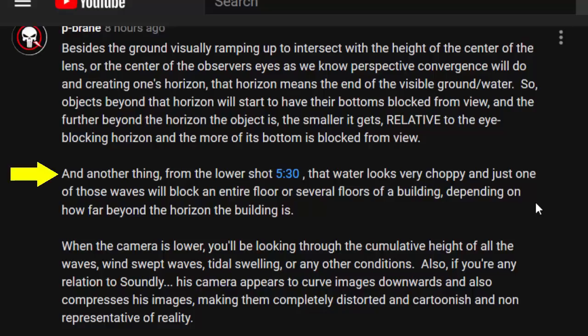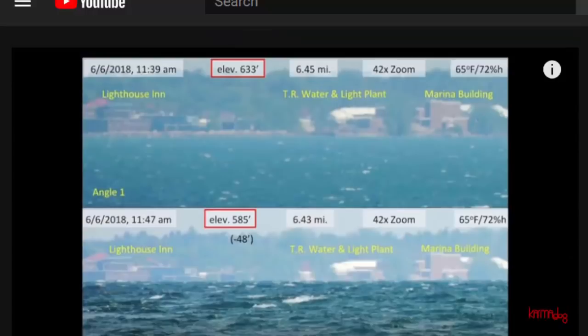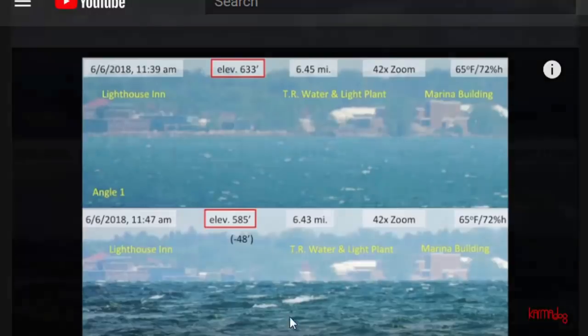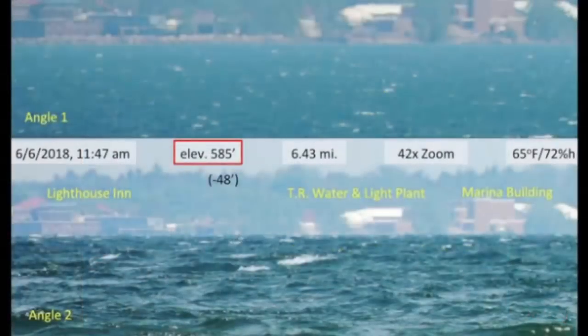And another thing, from the lower shot at 5:30, let's see what that looks like. That was this one right here. I'm talking about the lower one, where this rock wall or whatever it is is supposedly blocked from view. The water looks very choppy, and just one of those waves will block an entire floor or several floors of a building, depending on how far beyond the horizon the building is. When the camera is lower, you'll be looking through the cumulative height of all of the waves, windswept waves, tidal swelling, or any other conditions.